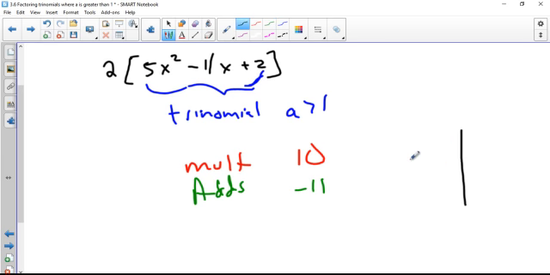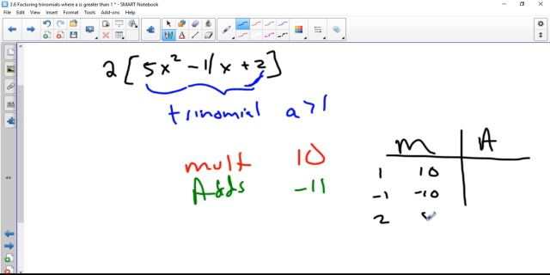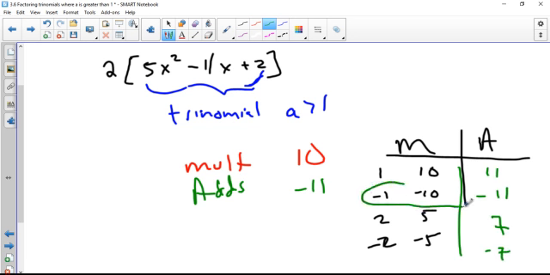Going through our factors, multiplying, we've got 1 and 10, minus 1 minus 10. You've probably caught on that it's this one already, but if not, 2 and 5, minus 2 minus 5, and those are all our options. So looking at the additions, we've got 11, minus 11, 7, minus 7. We are trying to get minus 11, so there's our answer there.